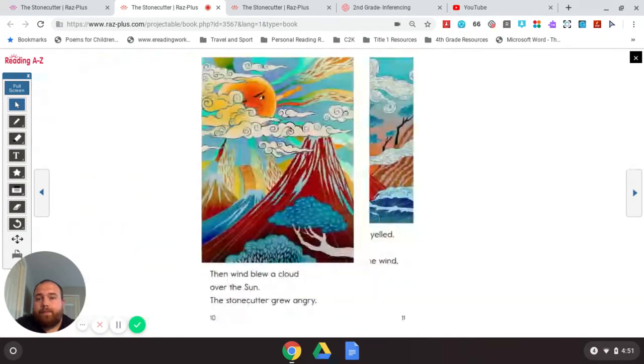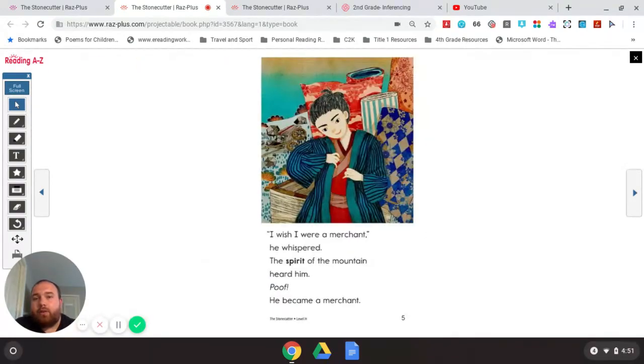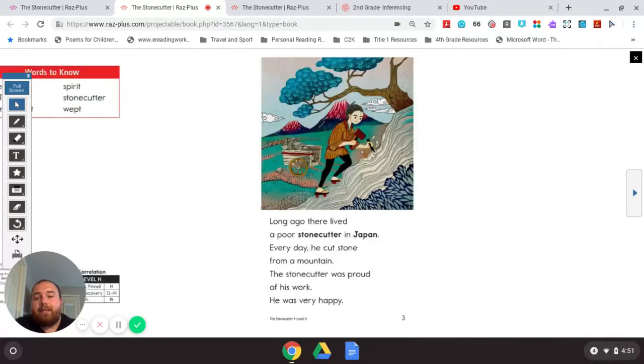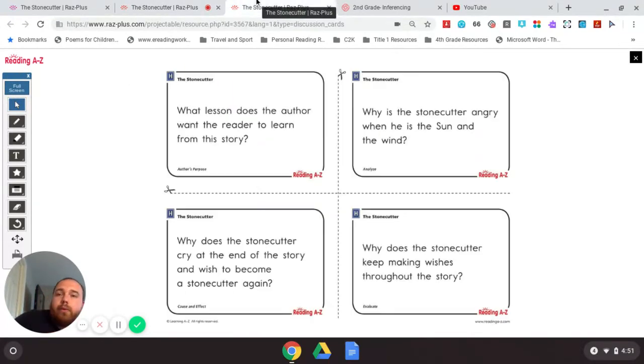Okay. A story like this is called a folk tale, and it is meant to teach us a lesson. All right? You know what? Let's save that one for last. I think that one's really, really important. So maybe it's kind of a deal where we save the best for last.